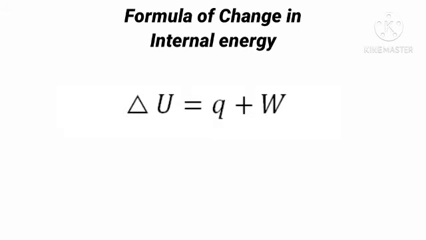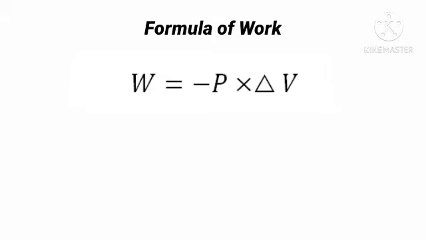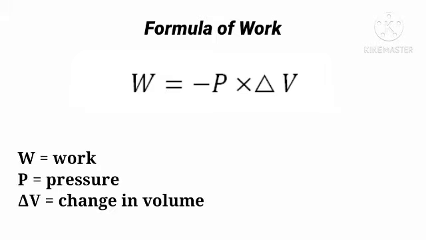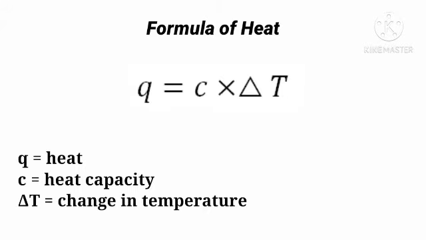This is the formula for calculating the change in internal energy. Delta U is the change in internal energy, Q is the heat absorbed, and W is the work done by the system. This is the formula for calculating work. W is the work, P is the pressure, and delta V is the change in volume. This is the formula for calculating heat. Q is the heat, C is the heat capacity, delta T is the change in temperature.